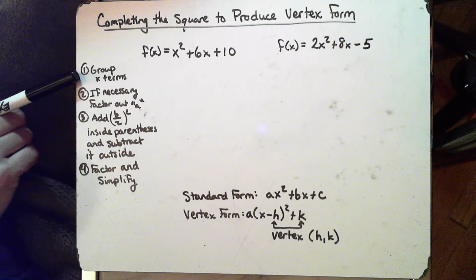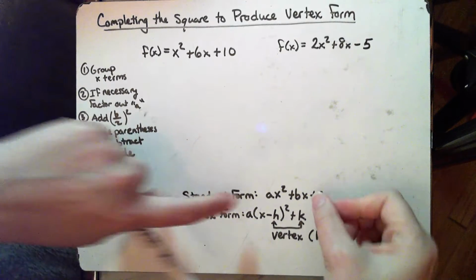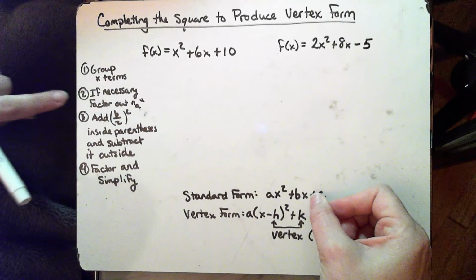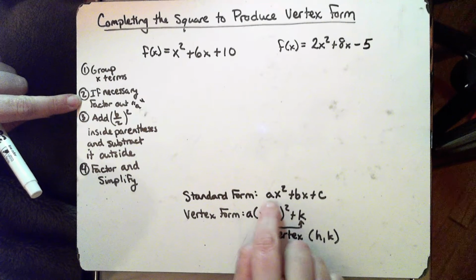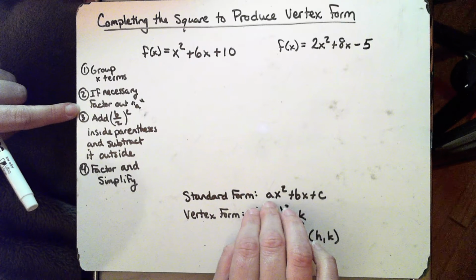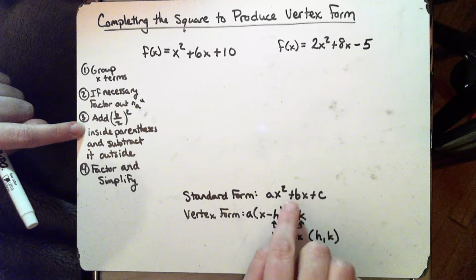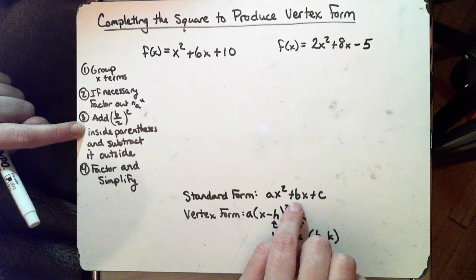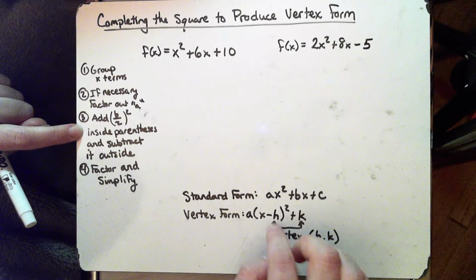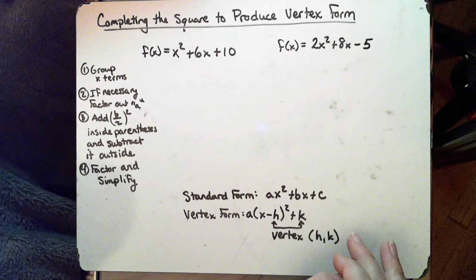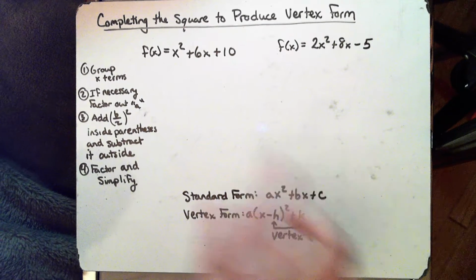Now, step 1, you're going to group the x terms. That means take these x's and put parentheses around it. Step 2, if there is a number in front of your x squared, you do need to factor it out of those parentheses. Then you're going to take the b number, divide it by 2, and square it, and you add it inside the parentheses, and you subtract it outside, and then you factor and simplify. So let me show you how all of that's going to work.